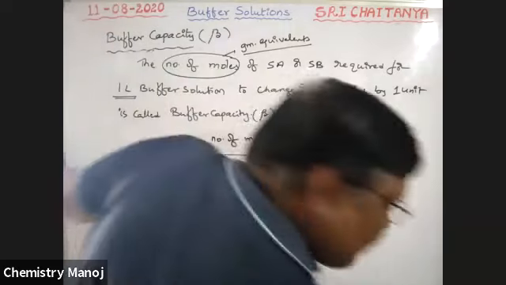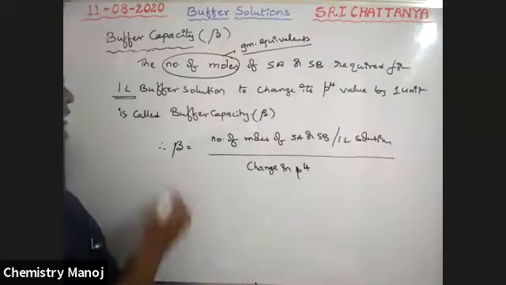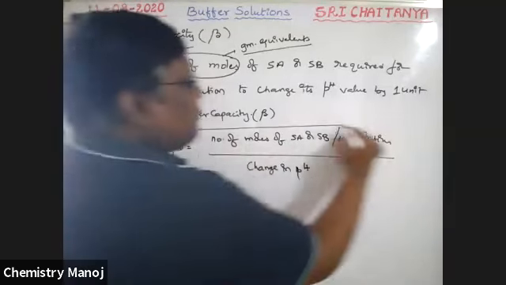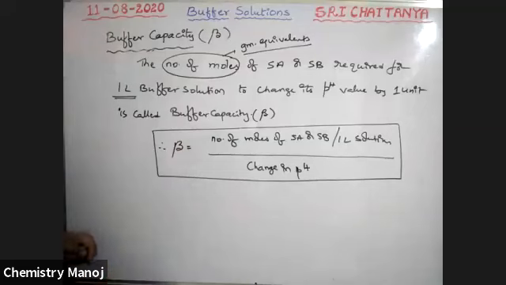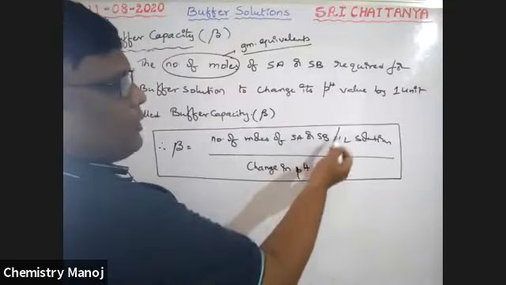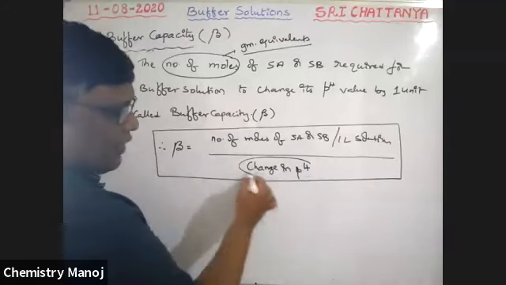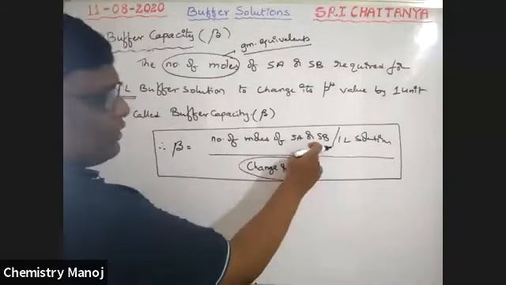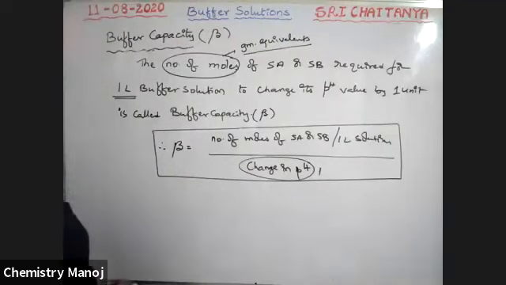Change in pH, not buffer, change in pH. This is the formula used to calculate buffer capacity. Buffer capacity beta is equal to the number of moles of strong acid or strong base per 1 liter solution divided by the change in pH. If this change in pH value is equal to 1, then this value is the buffer capacity. That is what I told you previously.